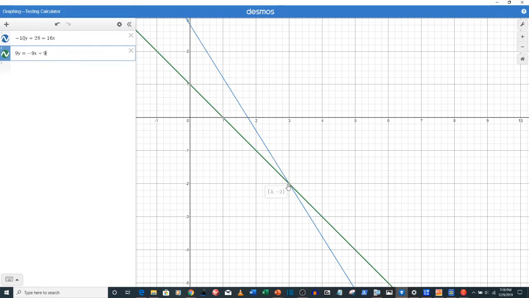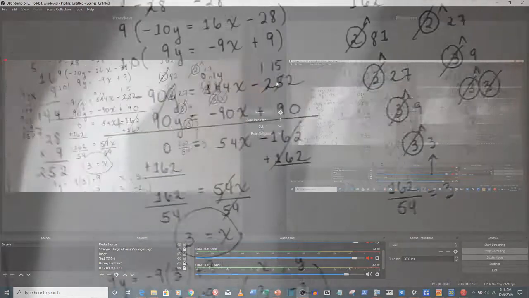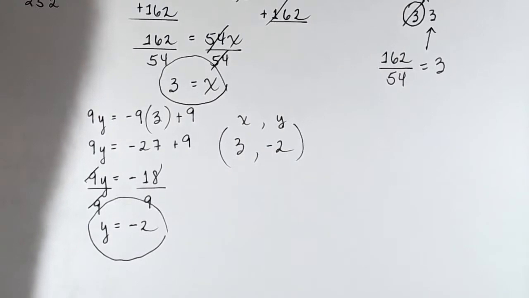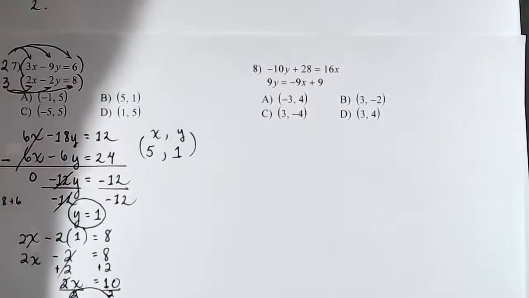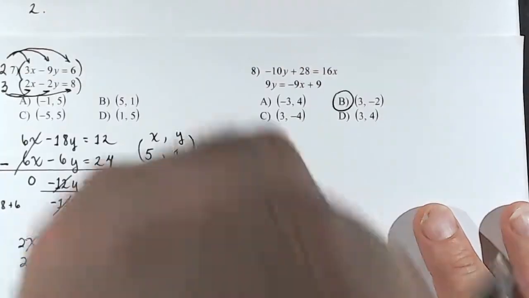Let's see where they cross. 3 comma negative 2, right? Let's go see if that's what we found. Here it is. We found that it crosses at 3 comma negative 2. So the solution to the system is B, 3 comma negative 2.